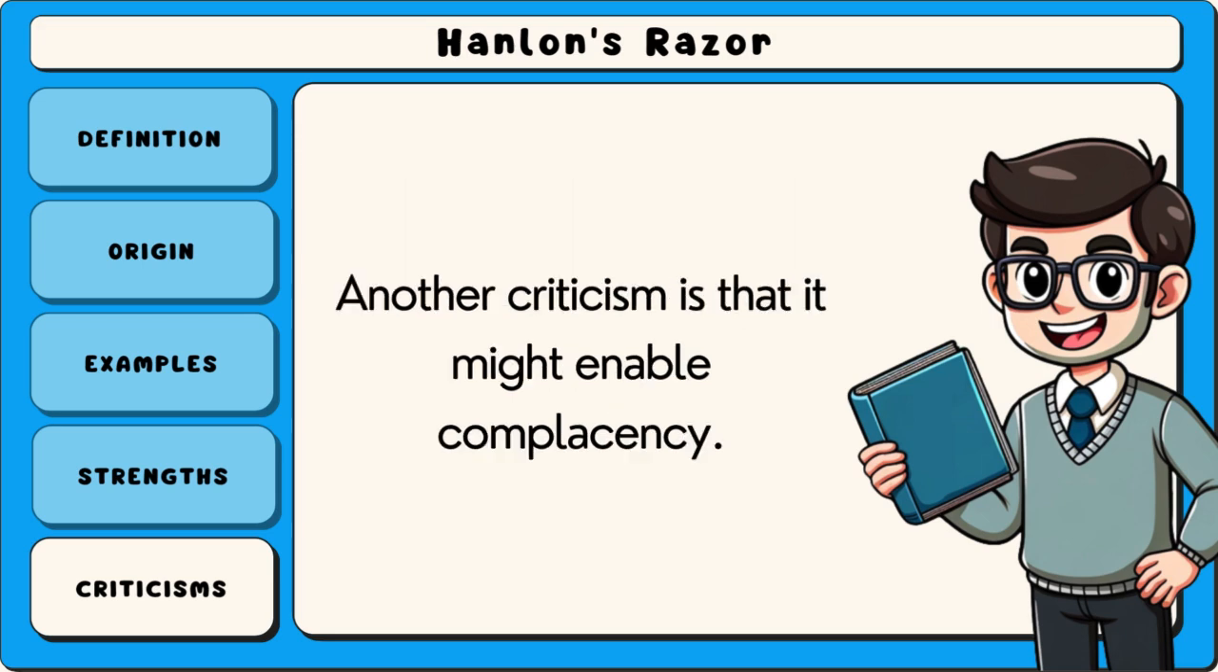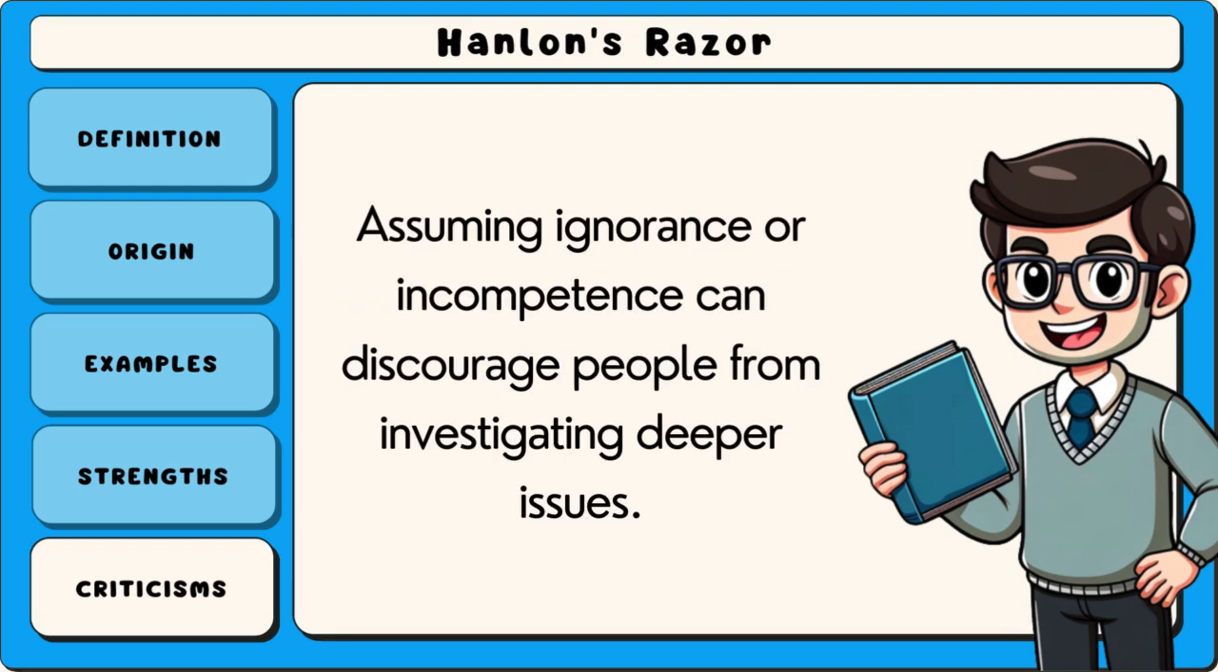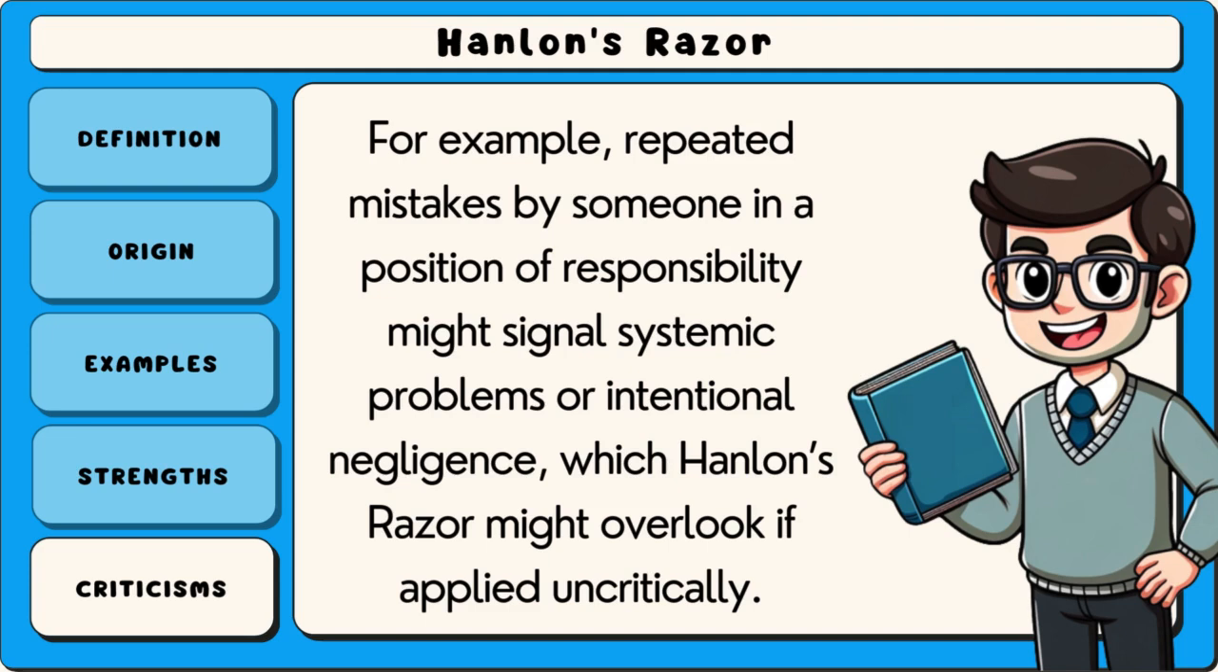Another criticism is that it might enable complacency. Assuming ignorance or incompetence can discourage people from investigating deeper issues. For example, repeated mistakes by someone in a position of responsibility might signal systemic problems or intentional negligence, which Hanlon's razor might overlook if applied uncritically.